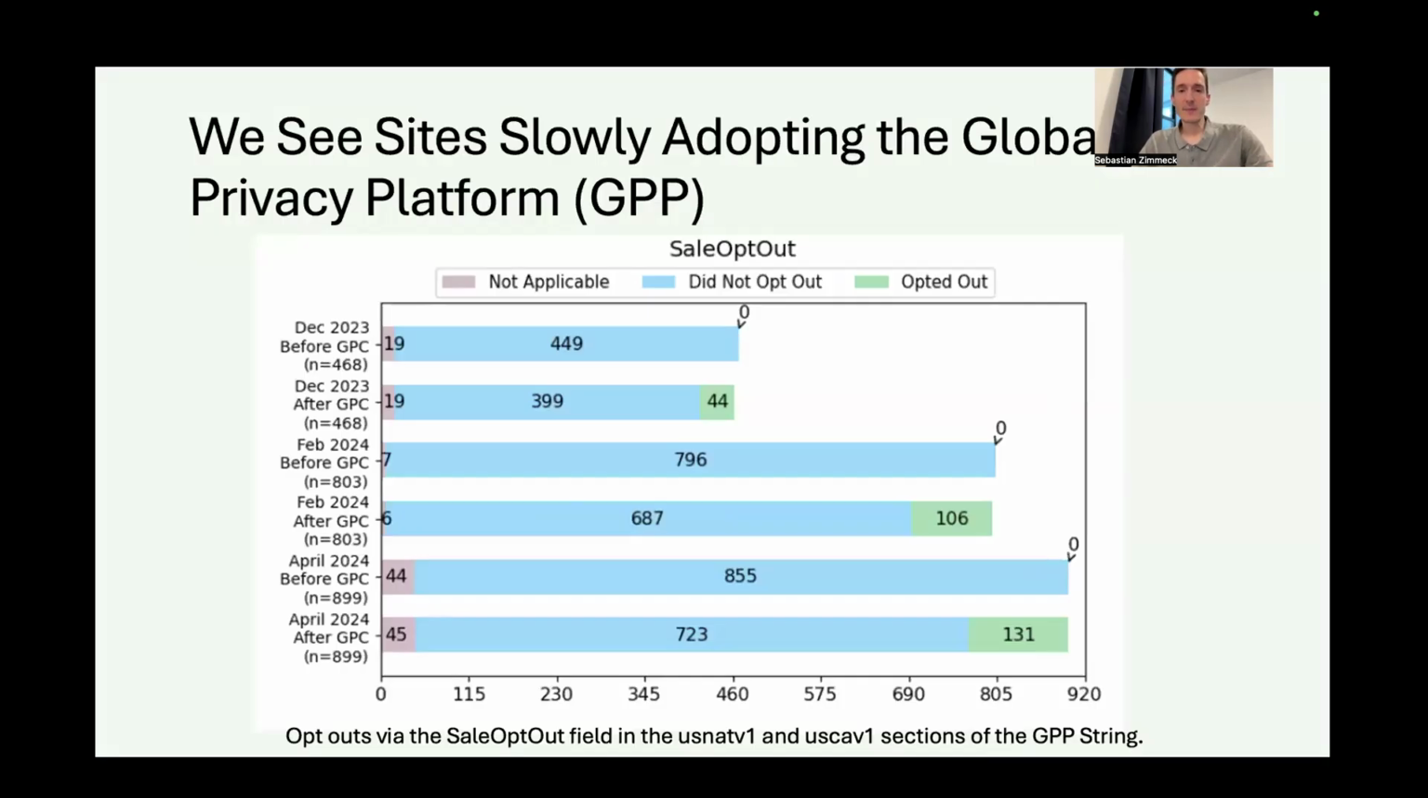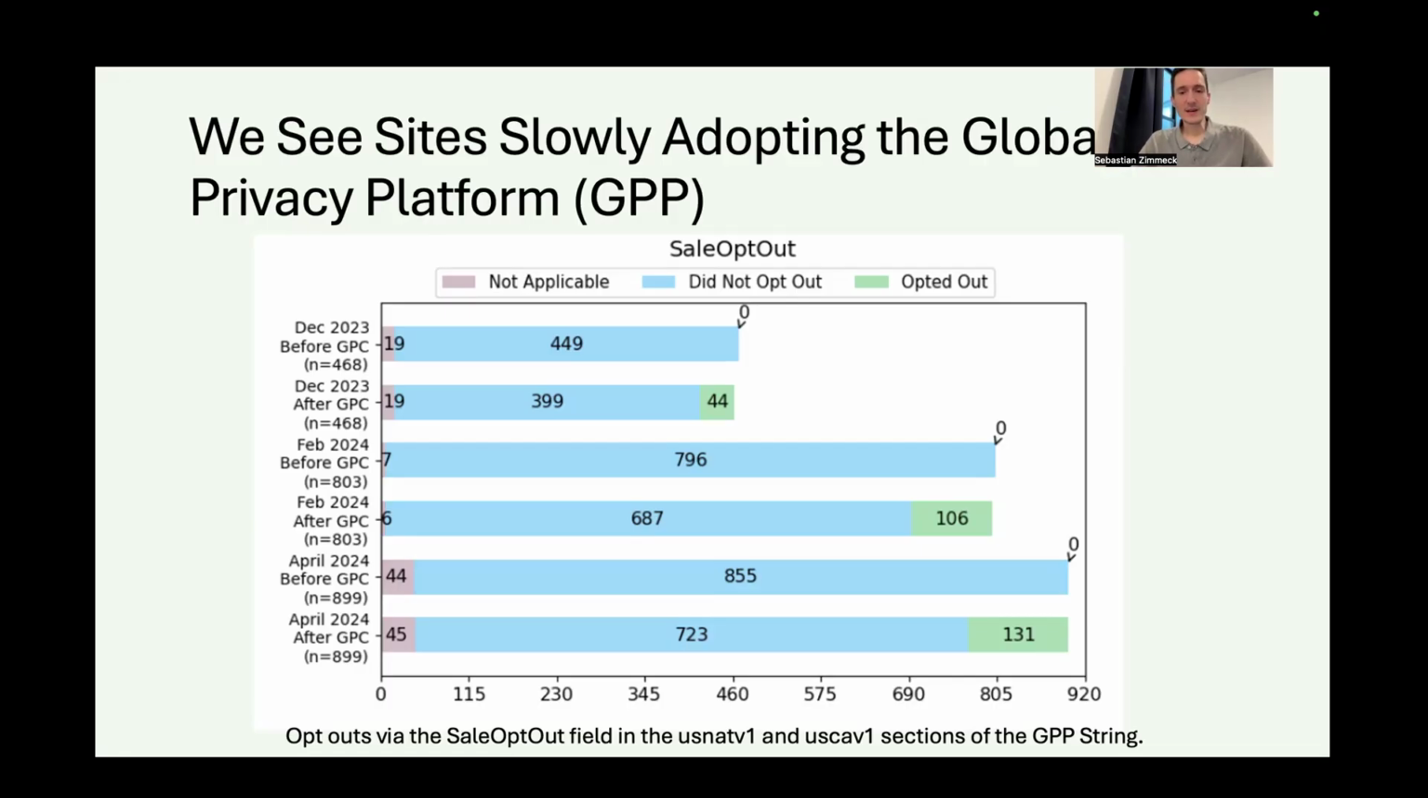Now, here's another privacy flag. It's the global privacy platform. During our analysis, the US privacy string was deprecated and the GPP was introduced. And what we can see here is in December 2023, only 44 sites opted us out according to the global privacy platform. And that increased then to 106 and 131 in April 2024. So we see an overall slow adoption of compliance technologies.